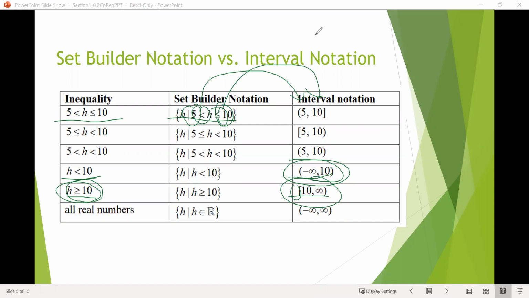Finally, there will be times when your domain or range will have no restrictions. In cases like that, your domain or range is actually all real numbers, which is generally what we mean when you see this fancy looking R. And all real numbers means we can be as low as possible or as high as possible. So that's where we get this negative infinity to infinity interval notation here.